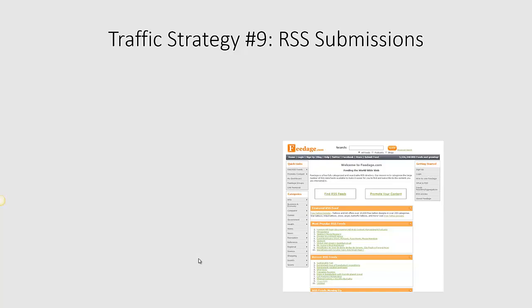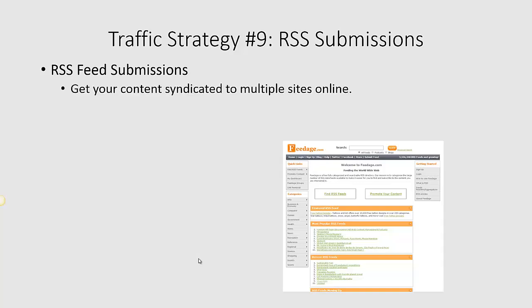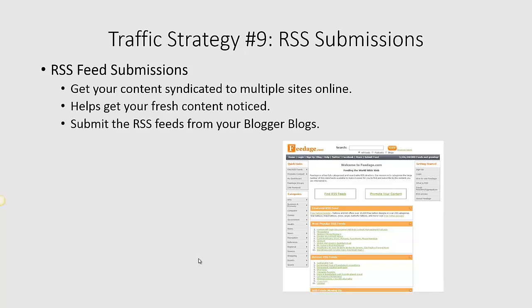So traffic strategy number 9, another great free strategy, is RSS submissions. RSS feed submissions is where you submit your content and get it syndicated to multiple sites online. It's a really good way to get your content noticed and to get it out there. It's the very reason that blog platforms like blogger.com, like WordPress, even having your site on a self-hosted WordPress, are very popular with the search engines, because of RSS feeds. It gets your content syndicated, it gets it out there. It helps get your fresh content noticed and out on the internet.